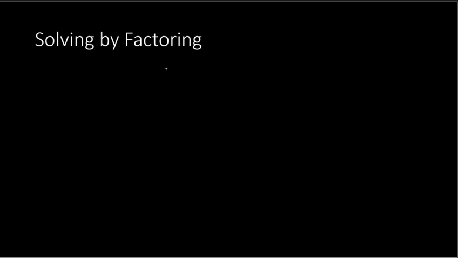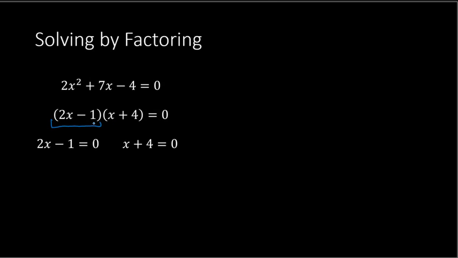We can use this to solve a quadratic equation: if we can get it factored on the left side and set equal to 0 on the right side, we can solve. For example, here we have 2x squared plus 7x minus 4 equals 0. At this point, we're assuming you know how to factor, so we're going to go through that part quickly. The left side does factor, and you would get 2x minus 1 times x plus 4. Since the product of those two binomials equals 0, either 2x minus 1 equals 0, or x plus 4 equals 0.